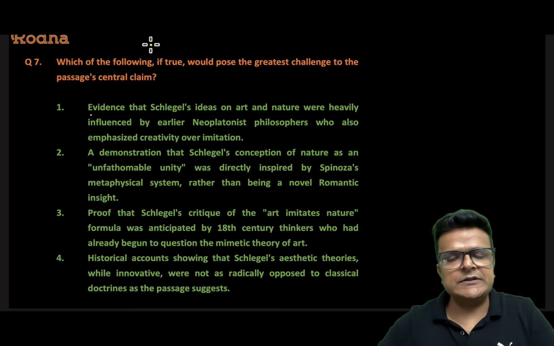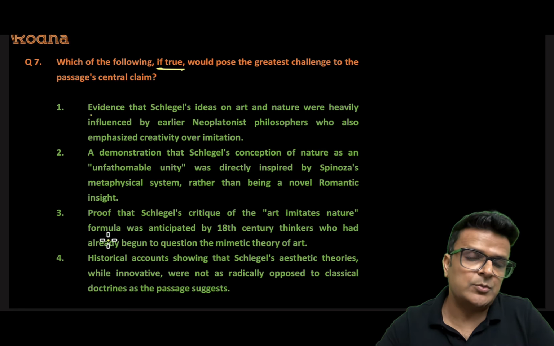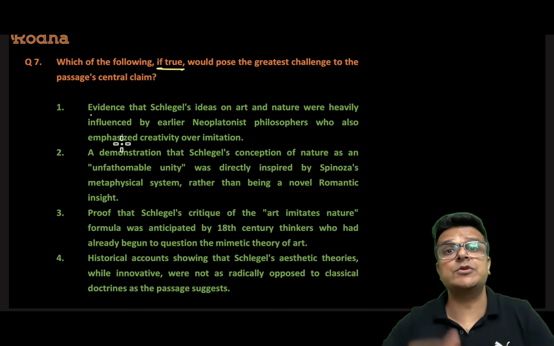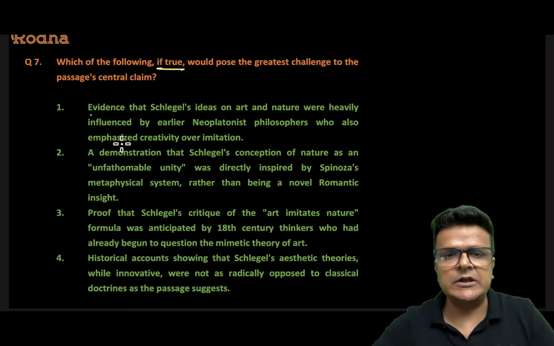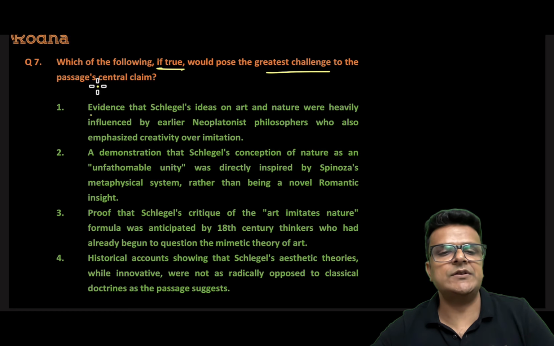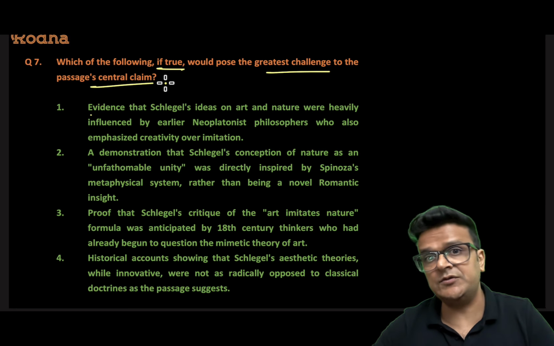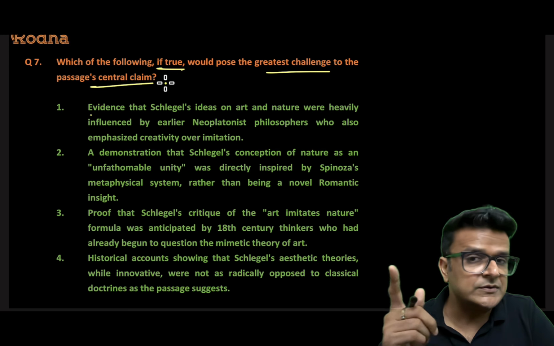So this question clearly is a CR question. It says which of the following, if true. So you have to assume all options are true. Please don't look for these options in the passage. इनको सच मानना है, passage में नहीं ढूंढना है, you know that. And then we have to find what would pose the greatest challenge to the passage's central claim. So what is the passage's central claim? We find that, and then we find something that will prove the claim wrong.